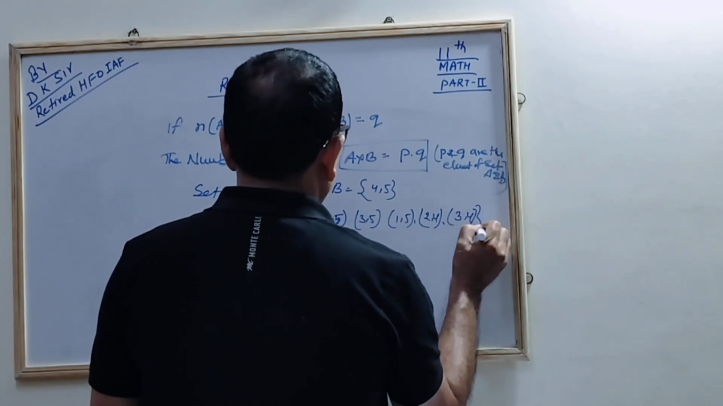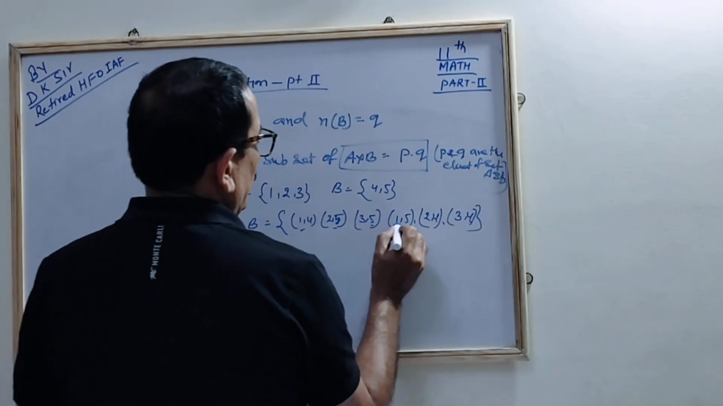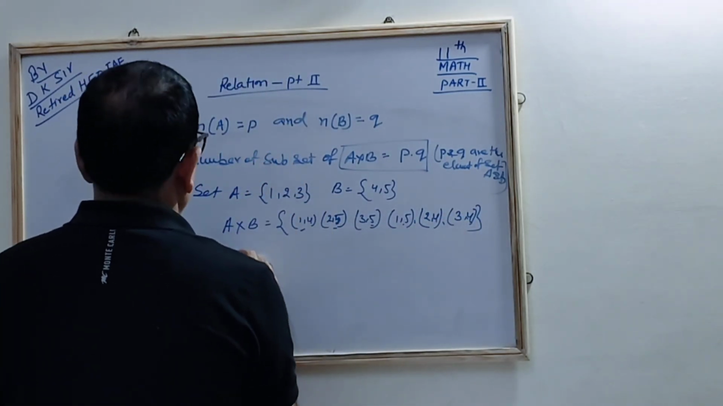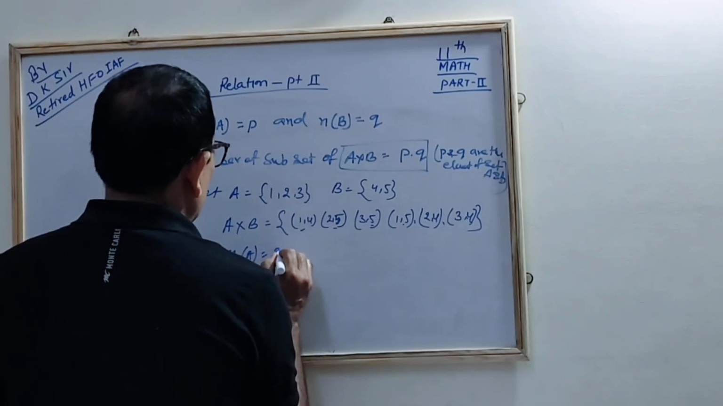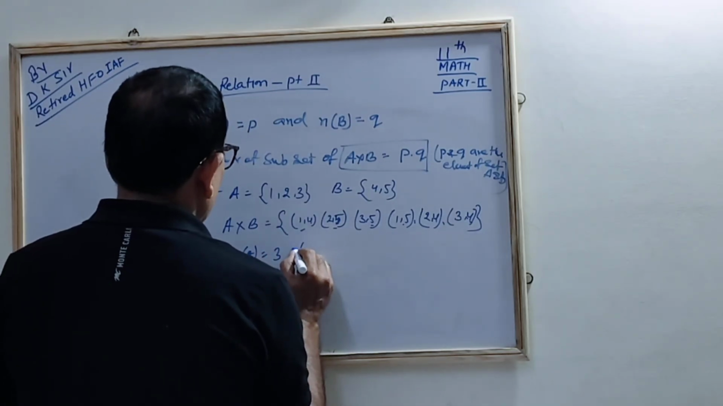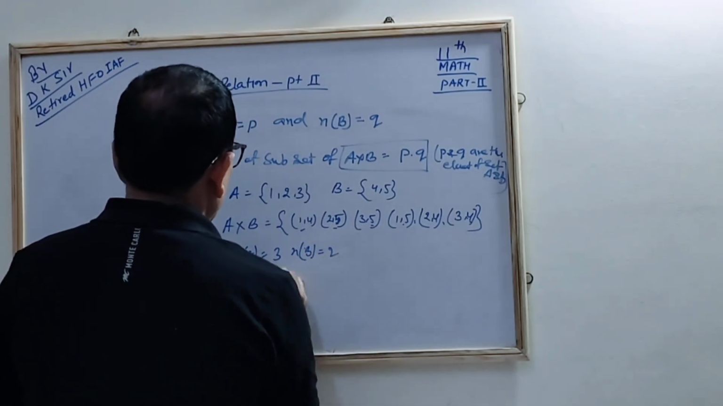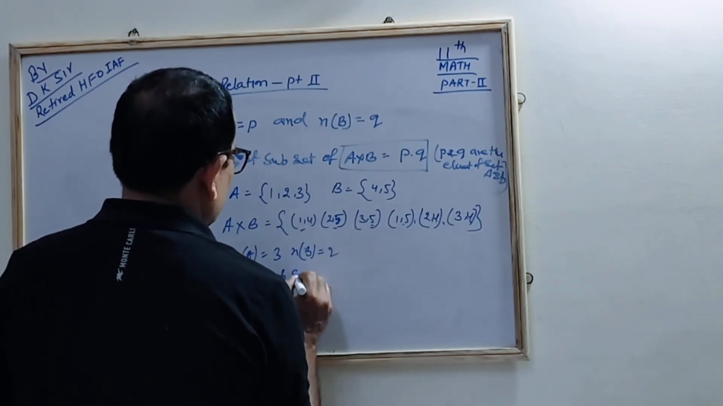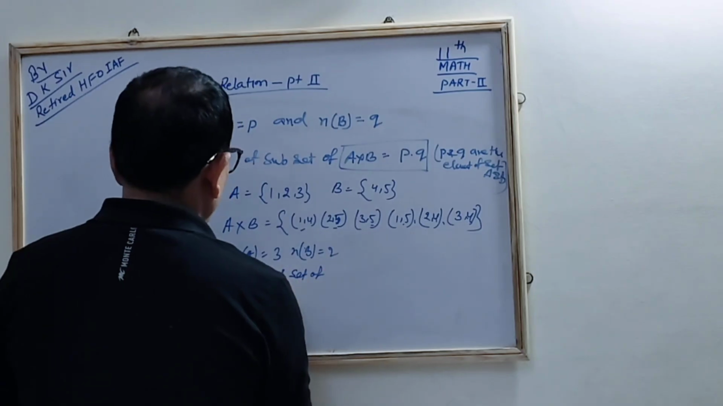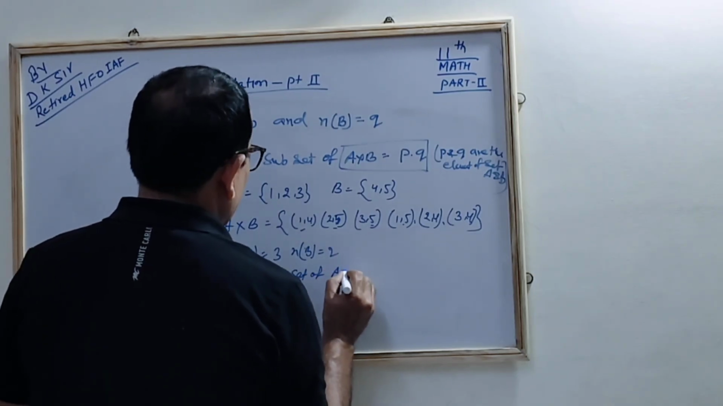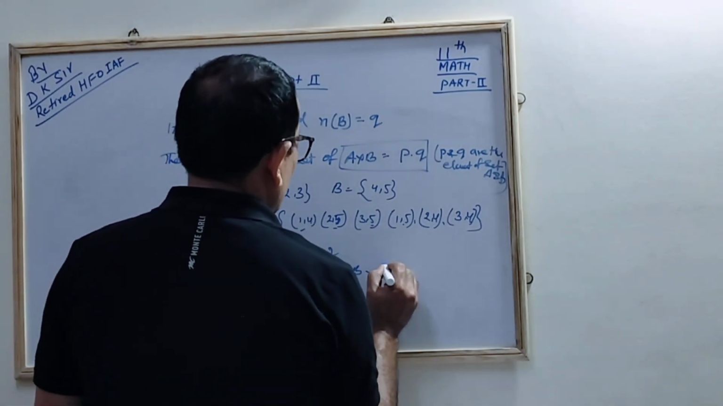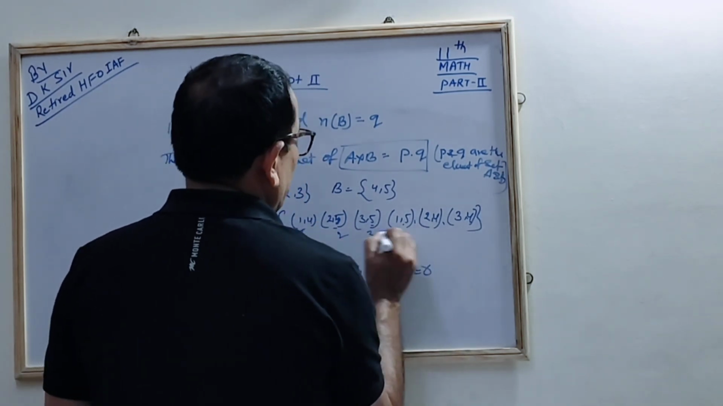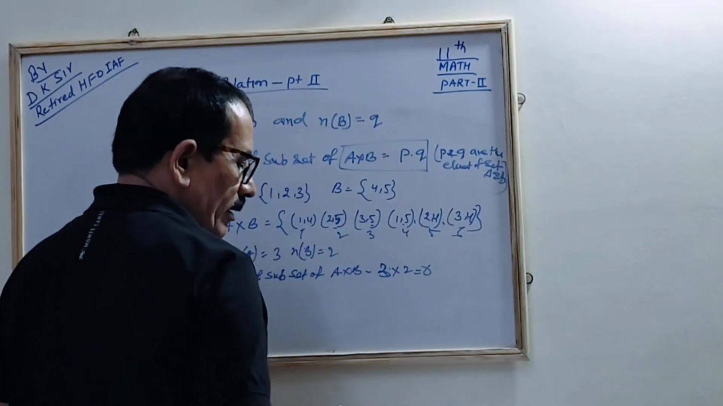How many are there? Can we check it? 1, 2, 3, 4, 5 and 6. The number of elements of A is equal to 3. The number of elements of B is equal to 2. So the total number of subsets of A × B is equal to 2 to the power 3 into 2, which is equal to 6. You can count 1, 2, 3, 4, 5 and 6. Correct? You can find out.